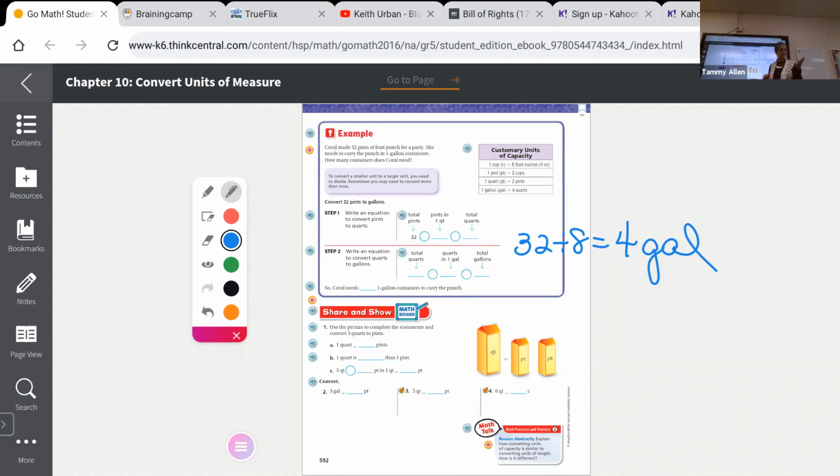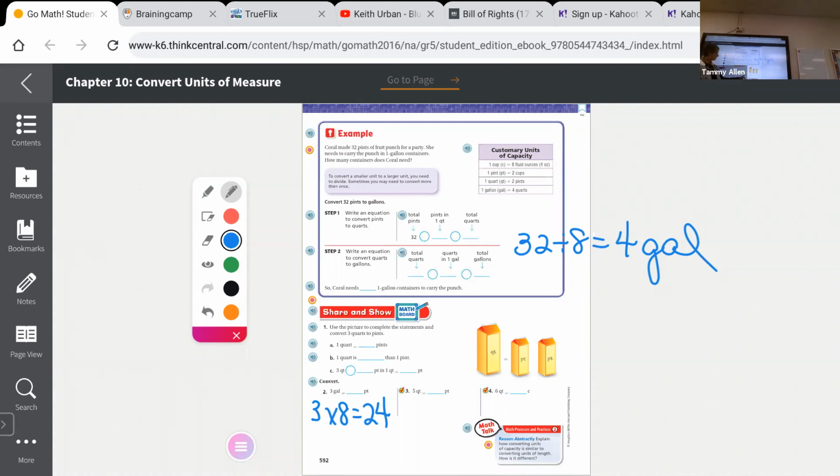Does that make sense? When we look down here, 3 gallons is how many pints? Well, how many pints are in a gallon? Look at your picture. How many pints are in a gallon? 8. We have 3 gallons. Every gallon has 8 pints. So we have 24 pints. Does that make sense? Okay.